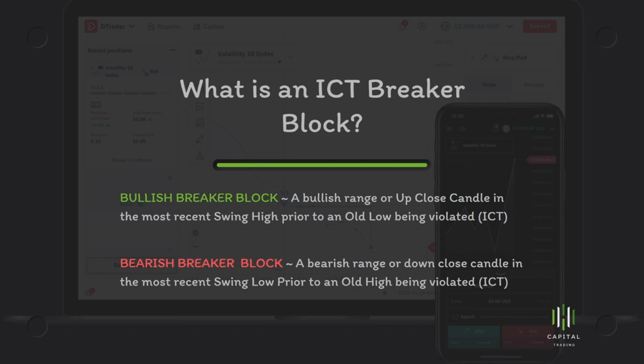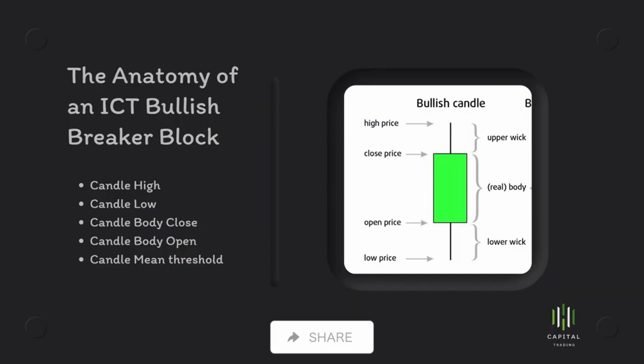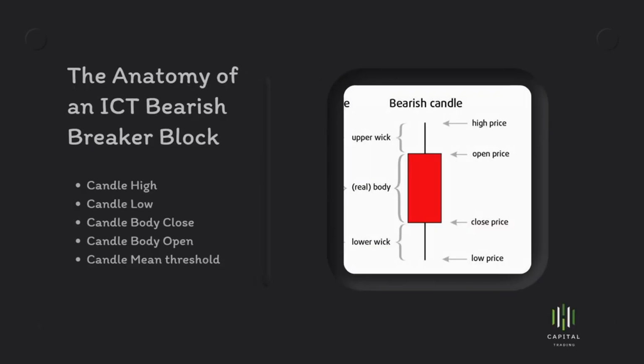A breaker block basically is a down close candle in the most recent swing low prior to an old high being violated. It's the same thing for order blocks and propulsion blocks. We look for the same points of sensitivity from the high up to the mean threshold, right? So I'll jump to that.